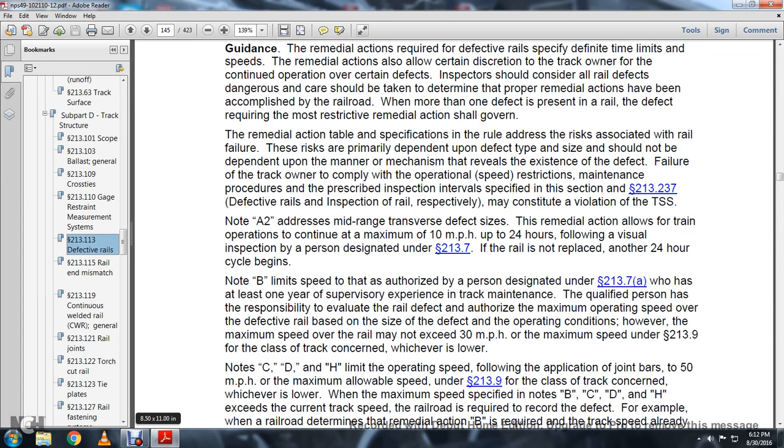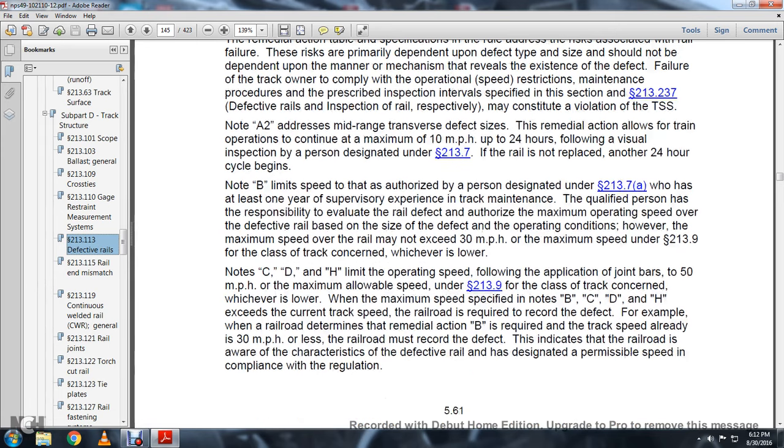Note B limits the speed as authorized by the person designated under 213.7a who has at least 1 year of supervisory experience in track maintenance. The qualified person has the responsibility to evaluate the rail defect and authorize the maximum operating speed over the defective rail under the operating conditions. However, the maximum speed over the rail may not exceed 30 miles an hour, or the maximum speed under 213.9 for the class of track considered, whichever is lower.